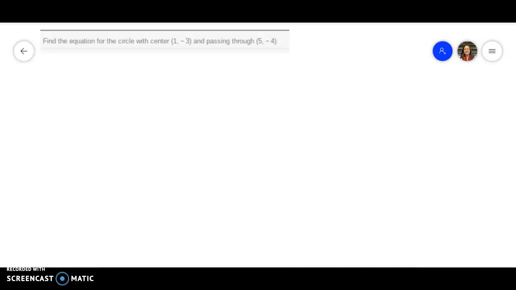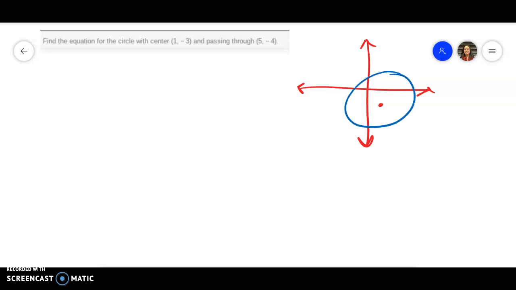So what I know is that on a coordinate plane somewhere, I have a point at (1, -3), so it's down here somewhere, the center of a circle. And because it's the center of a circle, I know, and I'm just sketching this out, that I'm going to have a circle somewhere like this. And I know that (5, -4) is going to be a point that is on that circle. Okay. So there's two things that are given to me.